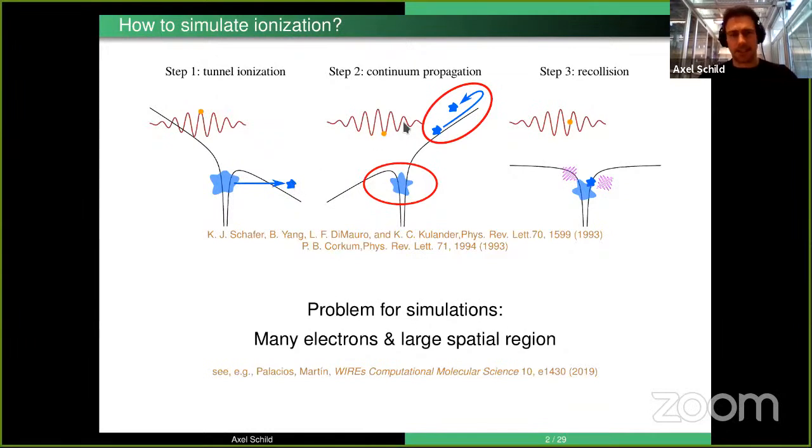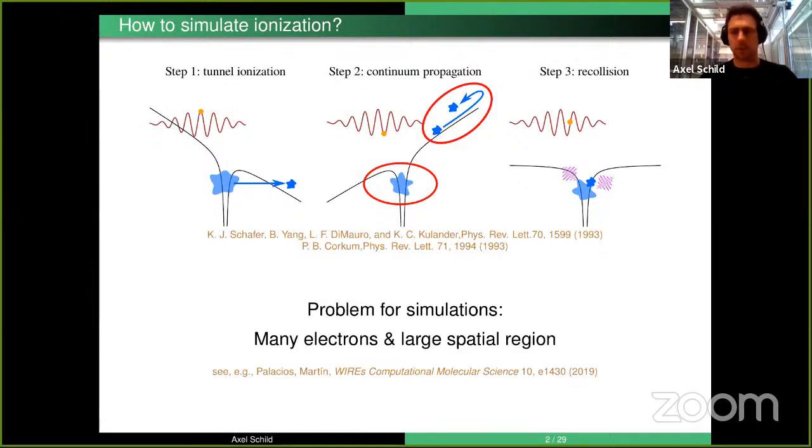And in the next step, you have this continuum propagation where your tunneled electron, your free electron, is now moving outside of this core region and is only influenced by the laser field. And then when the field sign changes, the electron is accelerated backwards and is then hitting the parent ion, the core, I call it core. And this leads, in this case, to the generation of high harmonics. It's one of the standard models in attoscience.